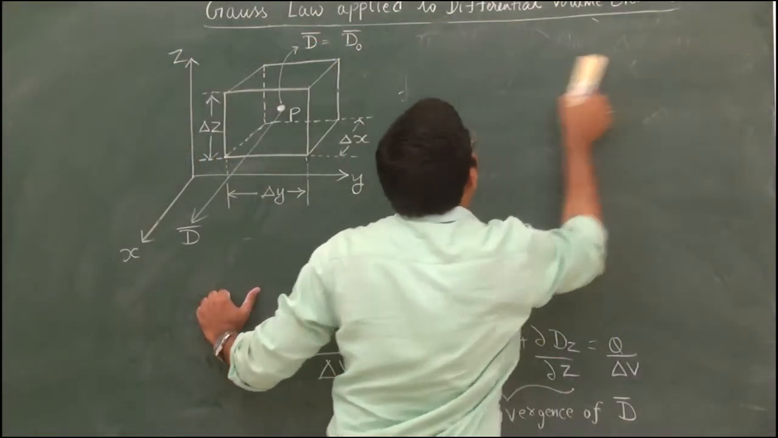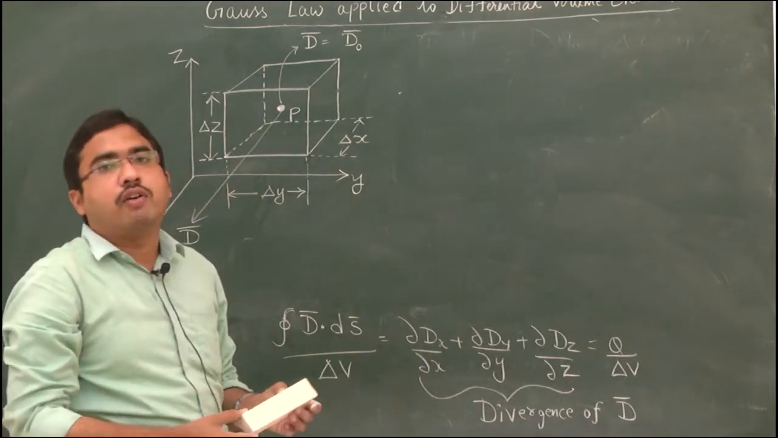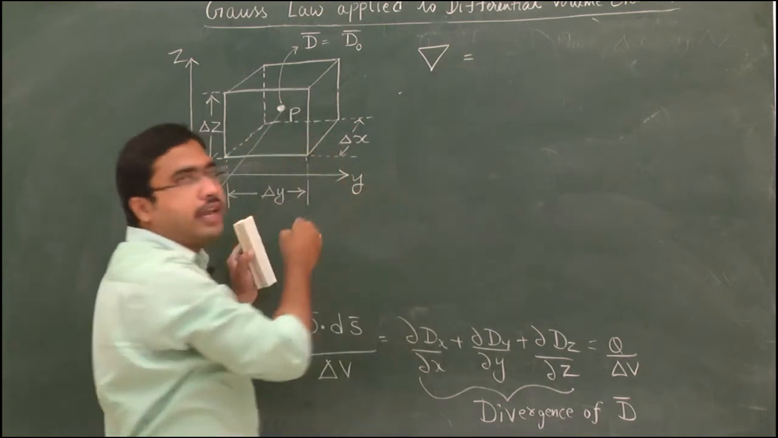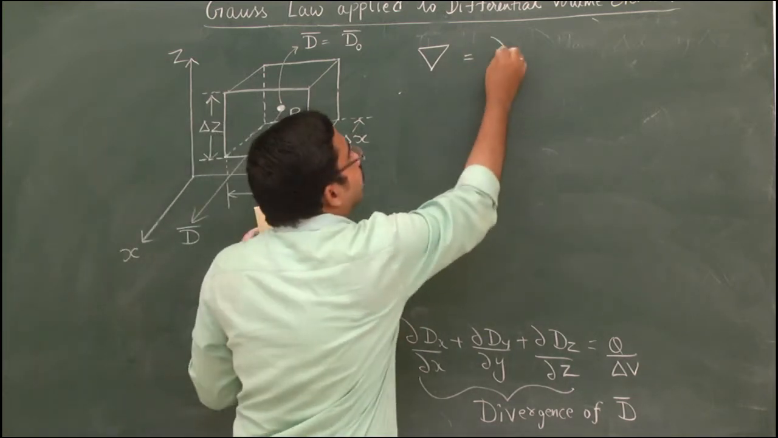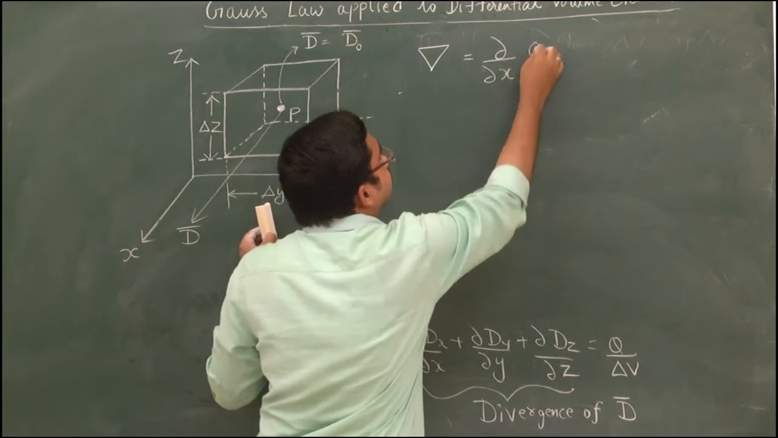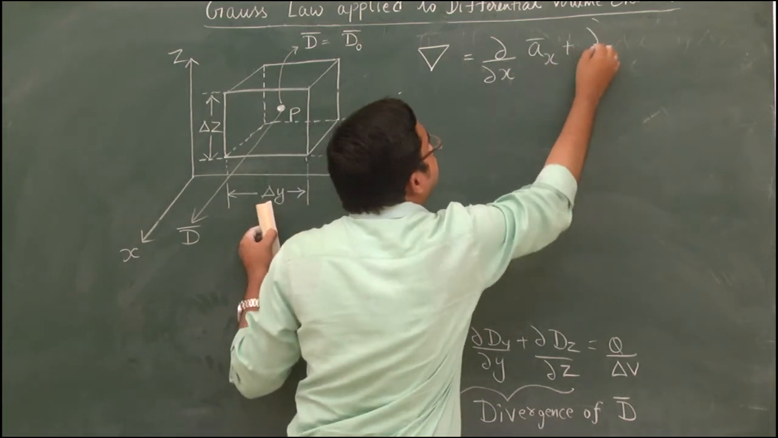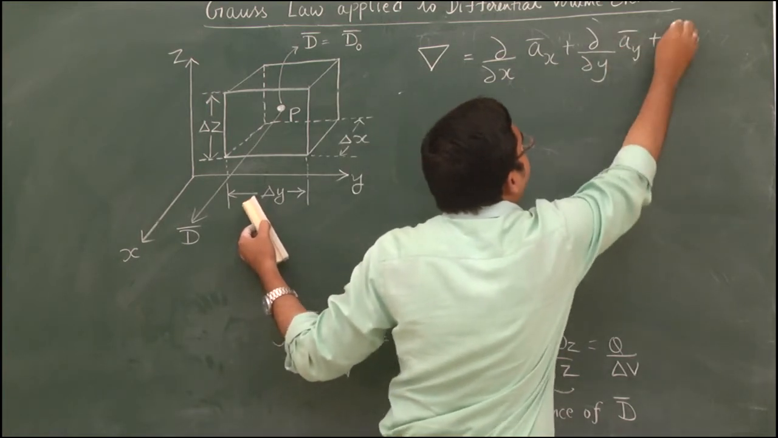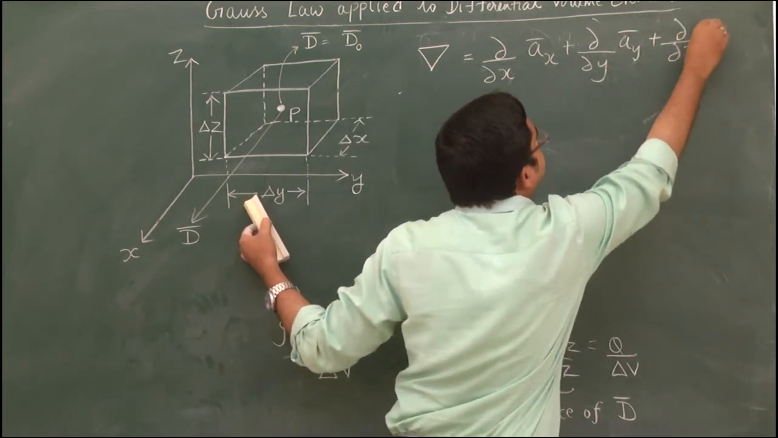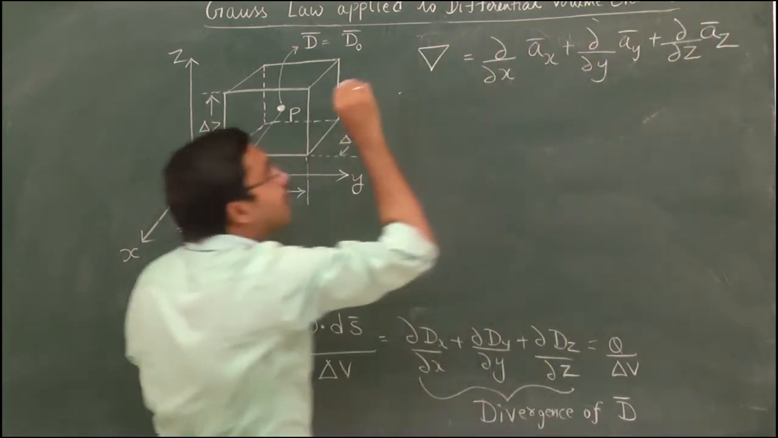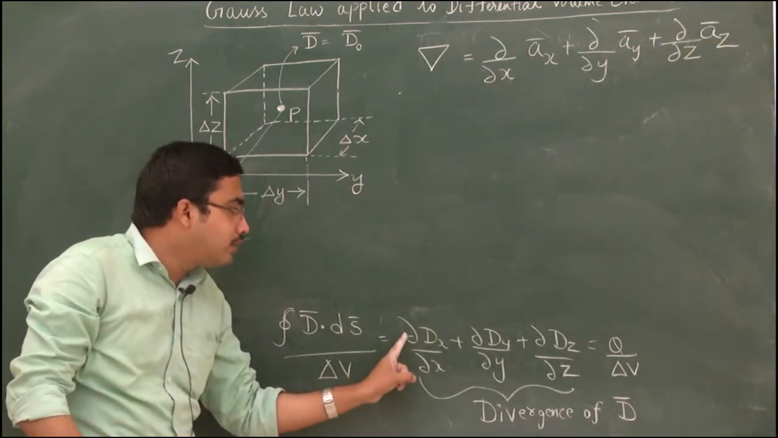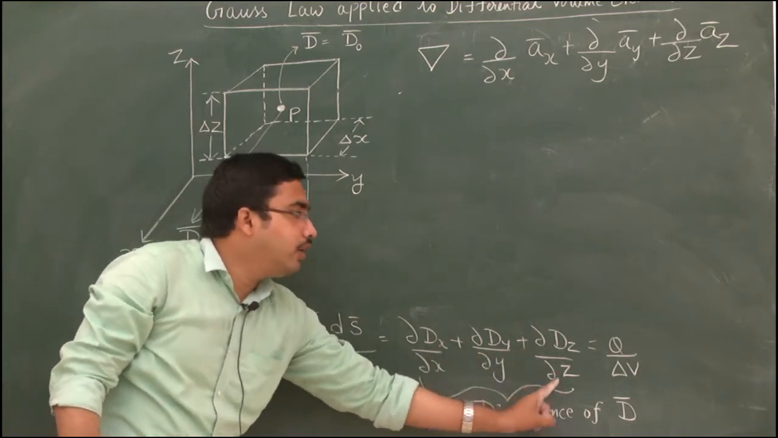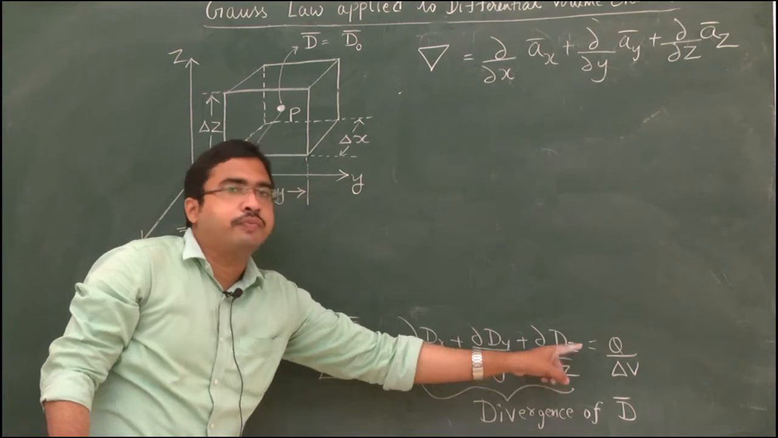Now, in our previous classes, we have also defined what is meant by the operator del. This del operator is equal to dou by dou x of ax, dou by dou y of ay, and dou by dou z of az. Okay. So here you already observed dou by dou x of ax, dou by dou y of ay, dou by dou z of az. Okay.